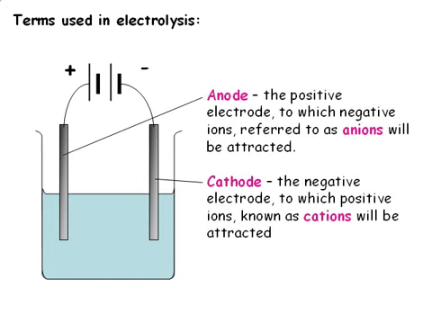The electrodes also have special names. The positive electrode is the anode. Because opposite charges attract, the negative ions in the electrolyte, which we could also call anions, will be attracted to the anode. The negative electrode is called the cathode. Positive ions, which are called cations, will be attracted to the cathode.